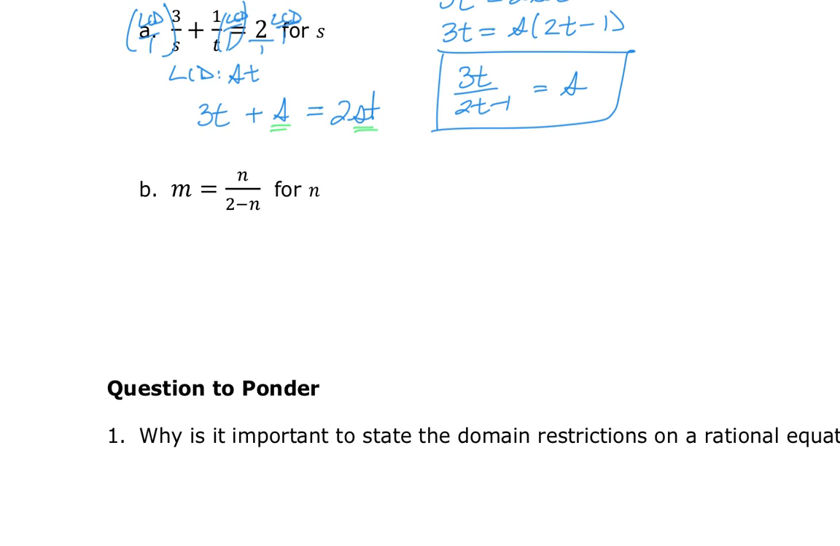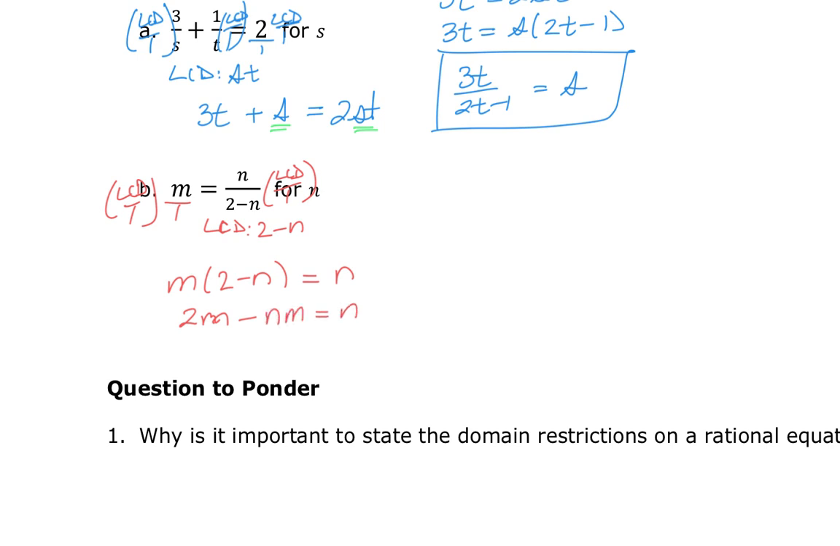The final example here, that I'm going to have you ponder, is to solve for n. My LCD, this is over 1, is just 2 minus n. So I'm going to multiply this by the LCD over 1 and this side by the LCD over 1. On the left-hand side, nothing cancels, so I'm going to end up with m, 2 minus n. On the right-hand side, I get n. So I have 2m minus nm is equal to n. Again, I'm going to move the n and the nm, this term, to the right-hand side. So I have 2m is equal to n plus nm.